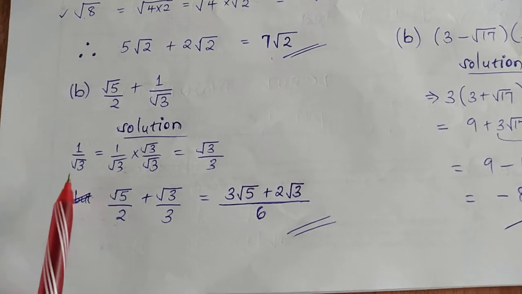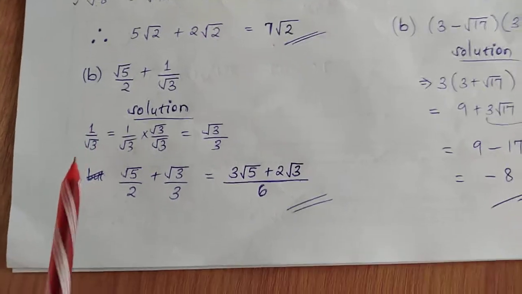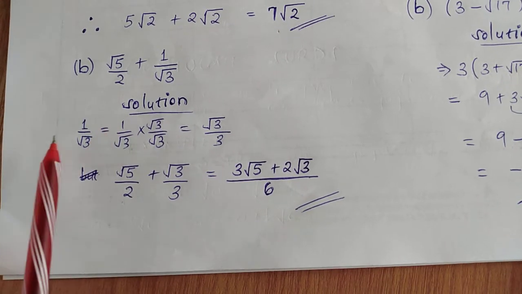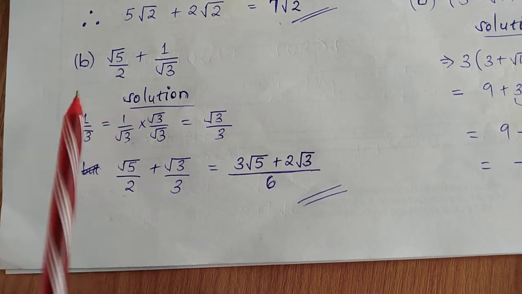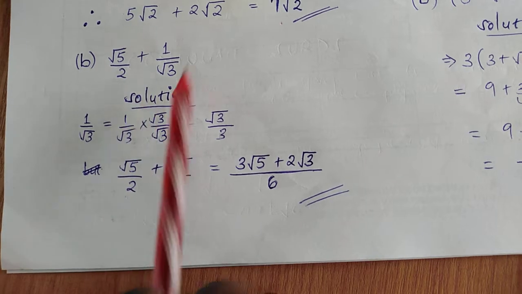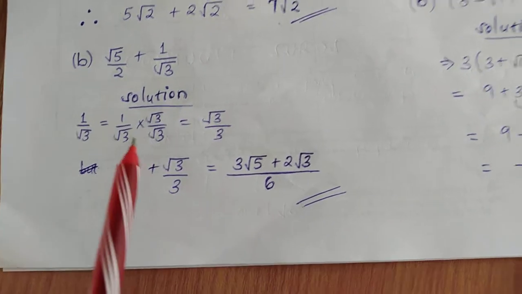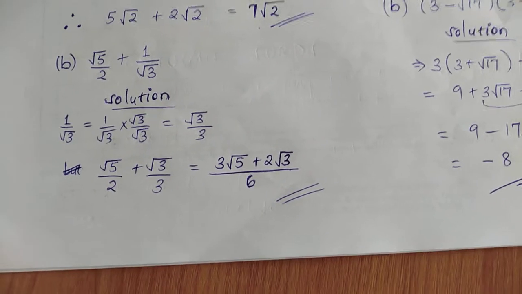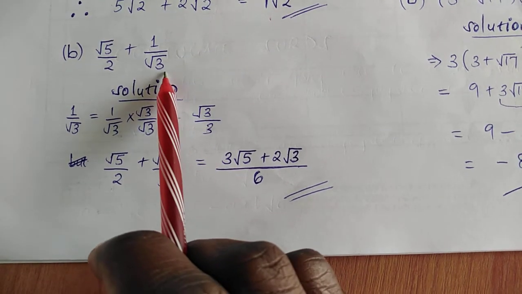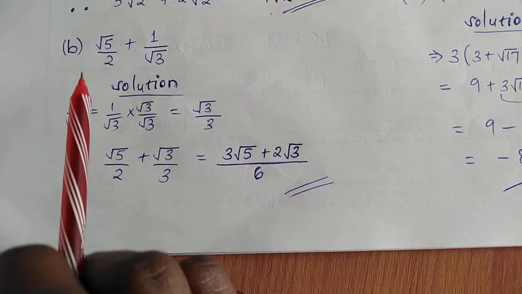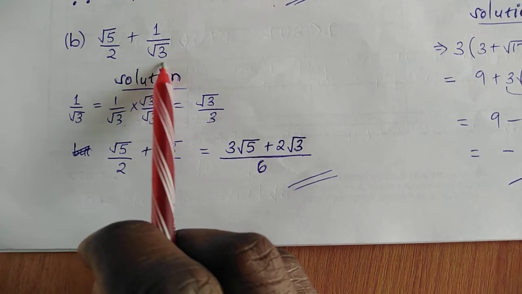Going on, we have part B, where we have the root of 5 over 2 plus 1 over the root of 3. So in order to simplify this, we begin by getting rid of the root in the denominator. This one is already simplified, so we go ahead and simplify this.